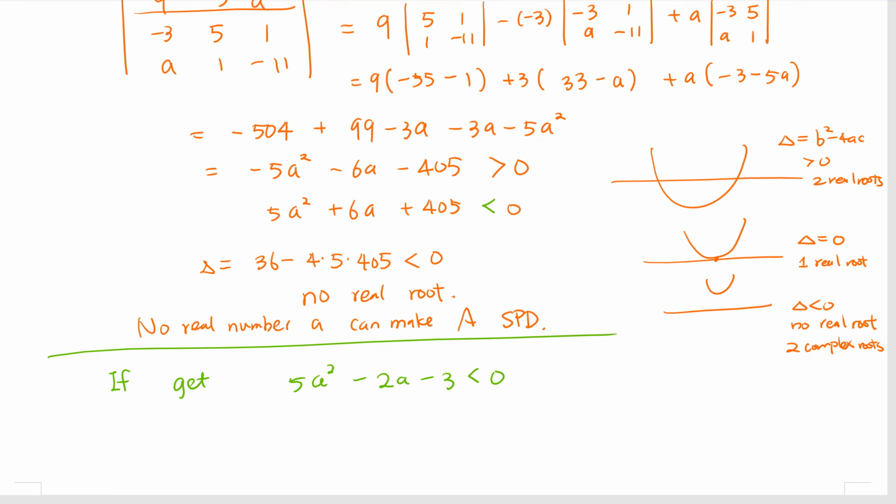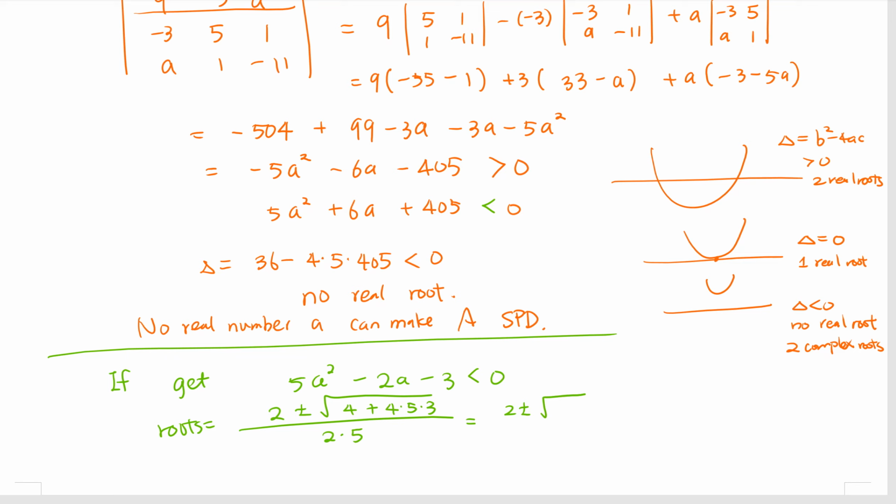Suppose we get something like this, and then how do you solve for it? Well, first you want to find the roots. Okay, what are the roots? Negative b is 2, over 2 times 5, plus or minus the square root of b squared, 4, minus 4ac. C is negative, so make it positive.